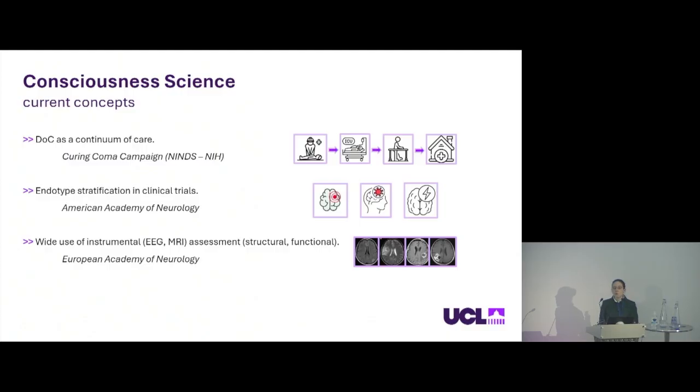Now, I would like to conclude in the last part of my presentation by mentioning some current concepts that have been around in the scientific community of consciousness science. The first of which is a strong push for looking at DOC as a continuum of care from the injury and up to the home care. That was very much encouraged by the Curing Coma campaign and the NINDS, the NIH that was mentioned earlier today. For children, the situation is even more complex because they can come from an NICU, from a PICU, and even normal ICUs, let's say, for adults.